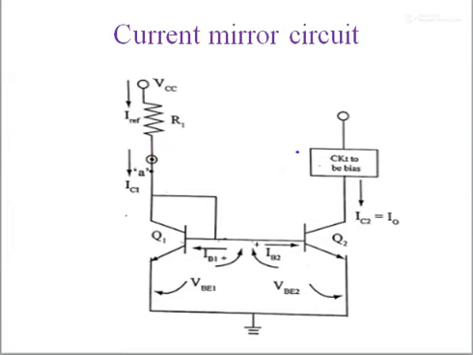Since the output current I0 is a reflection or mirror of the reference current, the circuit is often referred to as current mirror. Now we'll see how the output current I0 is a reflection of the input current or reference current I reference through the analysis. The emitter current IE1 of transistor Q1 is given by IE0 into e power VB1 by VT, where VB1 is the emitter to base voltage of transistor Q1 and VT is the thermal voltage. IE0 is the reverse saturation current.